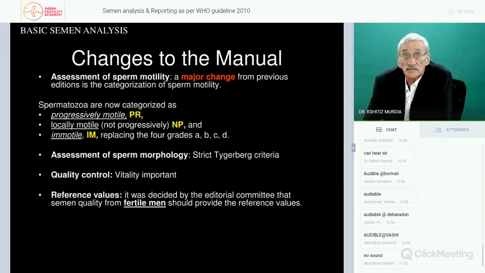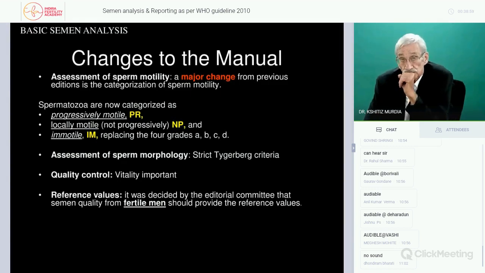And then assessment of the sperm morphology is done according to the strict criteria method. So strict sperm morphology is now mentioned as WHO morphology instead of strict criteria or strict Tygerberg criteria. Also, a vitally important section in the new manual is how to go about quality control, which should be an important part of the daily semen analysis.